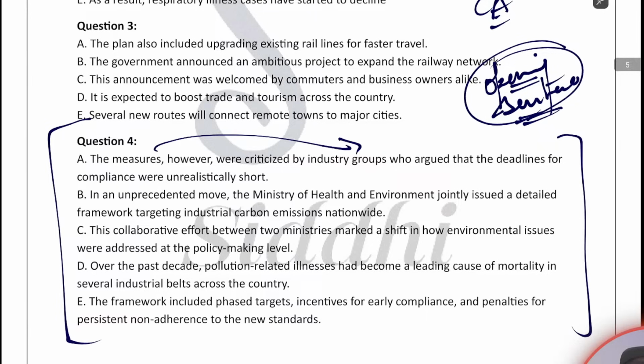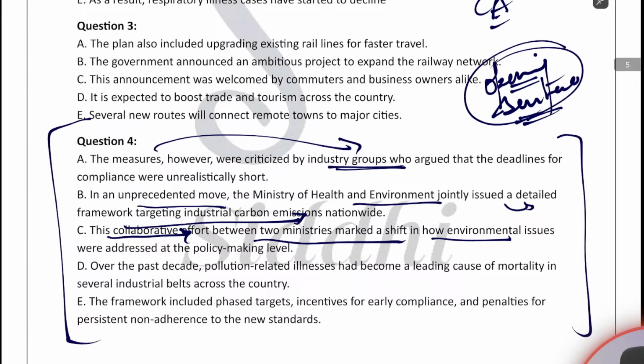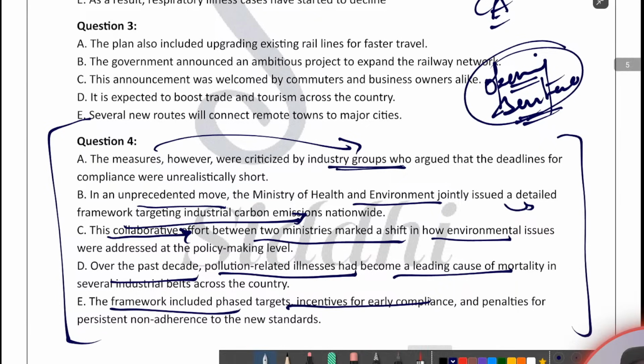These measures were criticized by industry groups. In an unprecedented move, the Ministry of Health and Environment jointly issued a detailed framework targeting industrial carbon emissions. This collaborative effort between two ministries marked a shift in how environmental issues are addressed at a policy level. Over the past decade, pollution related illnesses had become a leading cause of mortality. The framework included phased targets. So, D is your opening sentence.